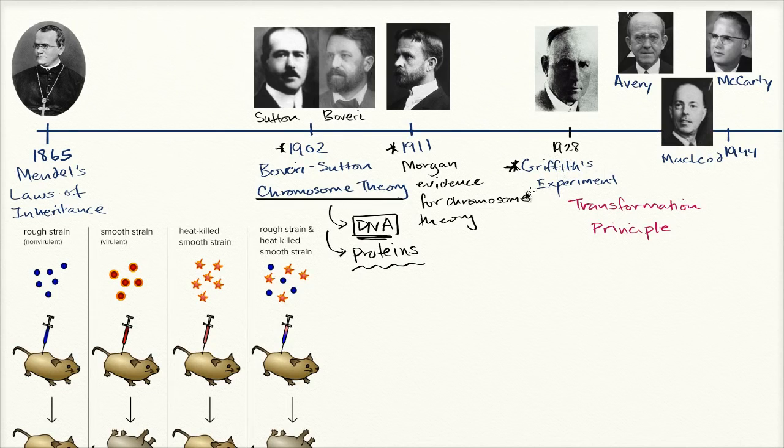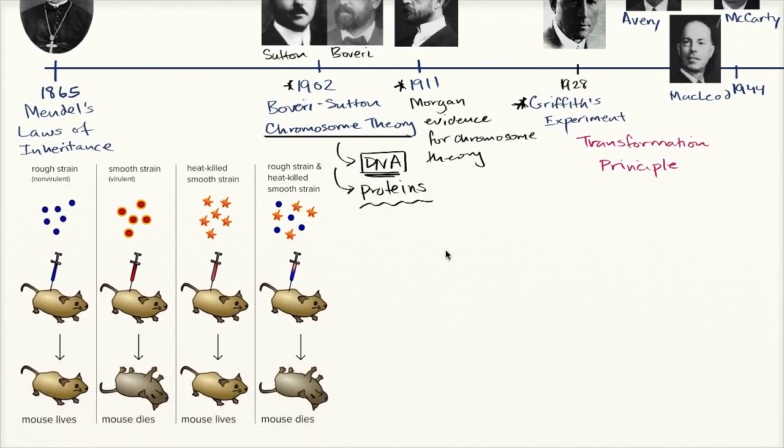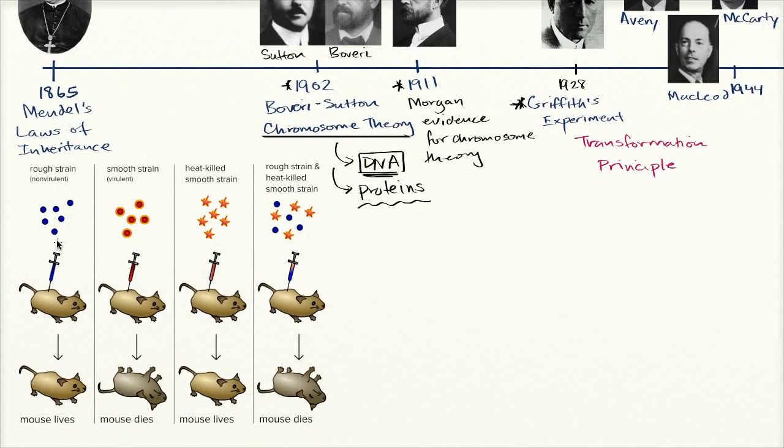So what was Griffith's experiment? Well, he was studying two variants of bacteria. You had the rough strain and the smooth strain. If he injected the rough strain into a mouse, the mouse lived. If he injected the smooth strain into a mouse, the mouse died. And it was because the smooth strain had this protective coating on it that made it harder to attack by the mouse's immune system. So that by itself, well, that's interesting.